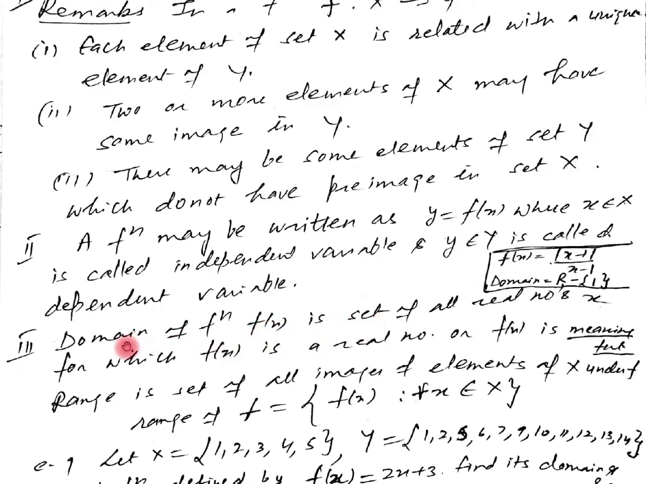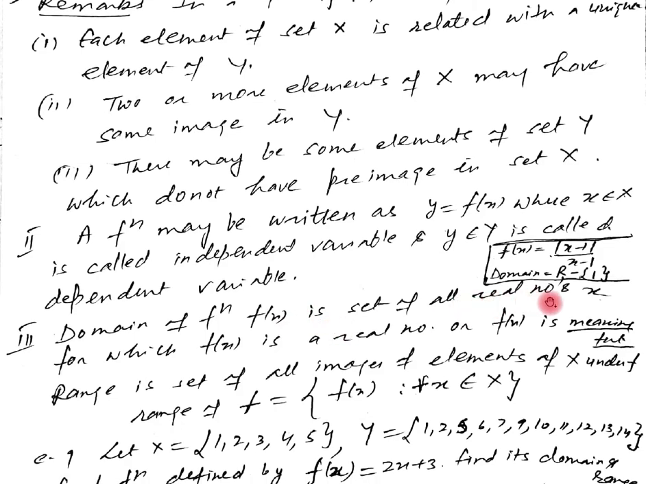So therefore, in general, the domain of the function f(x) is the set of all real numbers x for which f(x) is a real number, or f(x) is meaningful. For example, our function is f(x) = |x - 1| / (x - 1). When we put x equal to 1 here, the denominator goes to 0, so it is not defined. So the domain of the function is the set of real numbers minus 1, because x cannot be equal to 1. This is the meaning of this line.